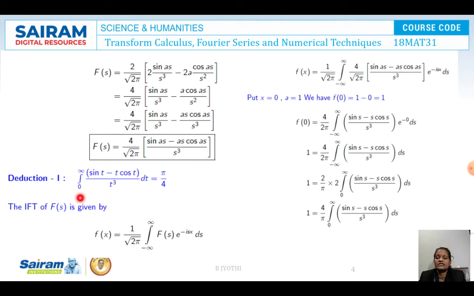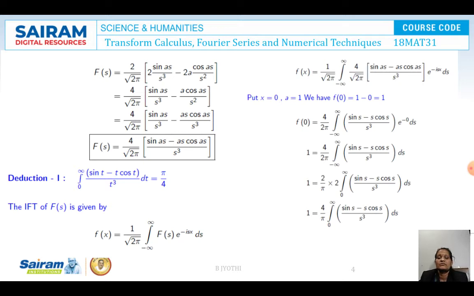Let us do the deduction part. The integral from 0 to infinity of (sin t minus t cos t) divided by t cube dt is pi by 4. This is what we need to deduce. For any deduction, we need to consider the inverse Fourier transform. So, the inverse Fourier transform of f of s is given by f of x equals 1 upon root 2 pi, integral from minus infinity to plus infinity of f of s into e power minus isx ds.